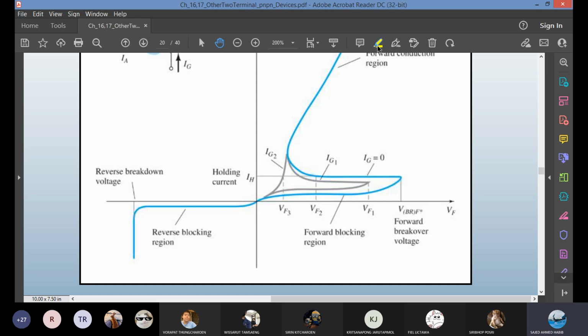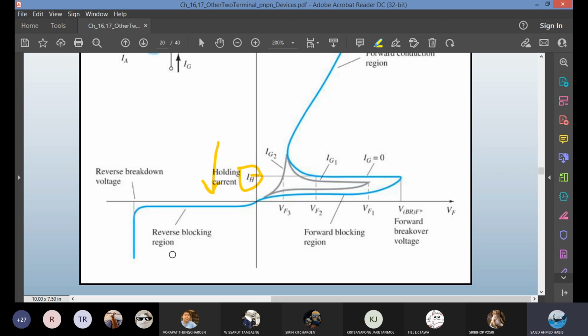IH, the holding current at this level, it is the value of current below which the SCR switches from conduction state to forward blocking region. So if you go below, even if your V is right here, if the current goes below, you go in the forward blocking region. If you go above IH, you're gonna go back to conduction region.